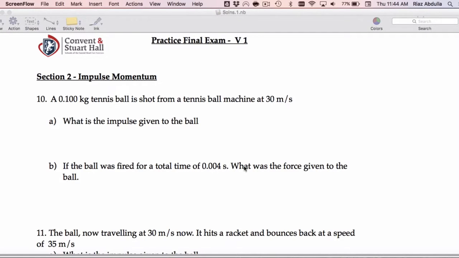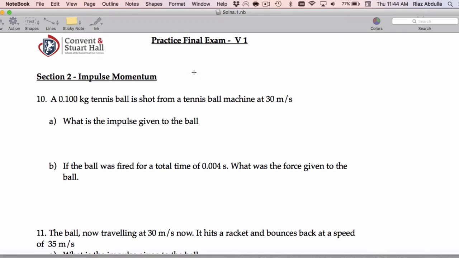Now we move on to the impulse momentum section of the test. And here we have a tennis ball shot from a tennis ball machine at 30 meters per second. We're going to assume that it starts from rest. And so what that means is that the initial velocity will be 0, and that this is the final velocity.